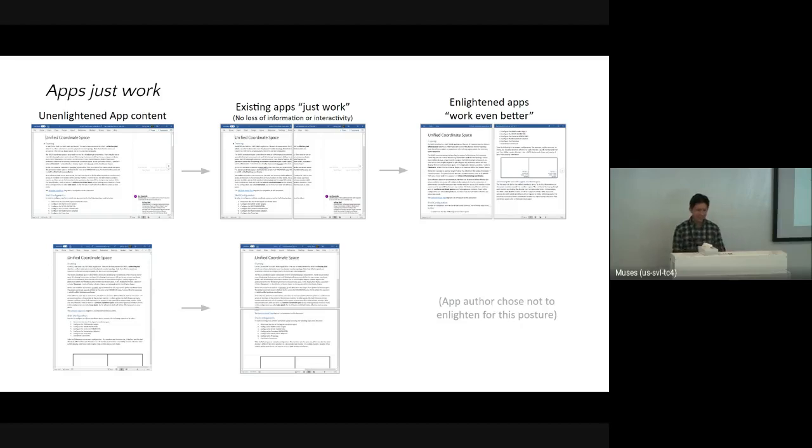All right. So here you can see an example of how an unenlightened app might split its text across the gap, whereas an enlightened app obviously doesn't have that problem because it can place its content accordingly. And in a different posture, perhaps, a document, since it's flowing vertically, doesn't even need to do any adjustment.